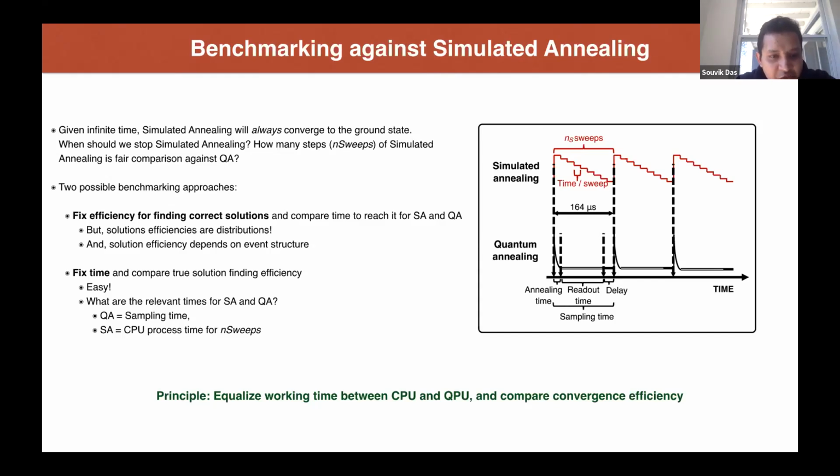The other easy thing to do is to fix the time. You allow the simulated annealing and the quantum annealing to operate on exactly the same amount of time and compare the true solution finding efficiency to get the right answer. This is easy to do. So the question is, what are the relevant times for simulated annealing and quantum annealing? For quantum annealing it is obviously the sampling time, and for simulated annealing it is the CPU time spent on the number of sweeps that you're doing.